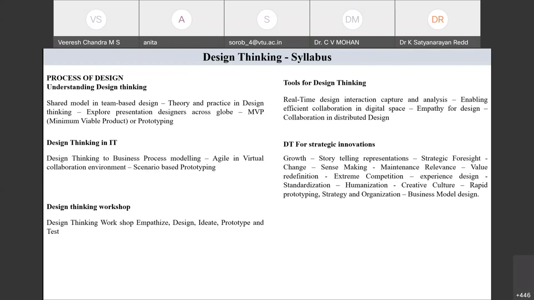Every institution has to organize 8 days of workshop with respect to this design thinking process or design thinking syllabus. Experts have to be invited and they should speak about whatever we have in the syllabus, on empathizing, designing, ideating, prototyping, testing. So 8 days of workshop has to be conducted once all the four modules are completed.